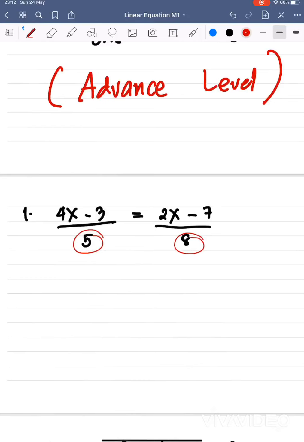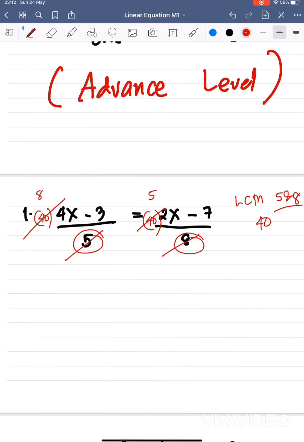So what we're going to do is we need to identify the LCM of 5 and 8. So the LCM of 5 and 8 is actually equal to 40. So what I'm going to do here now is I'm going to multiply 40 in each term. Okay, and so I can cancel this one out. 40 divided by 5 is 8, and 40 divided by 8 is 5.